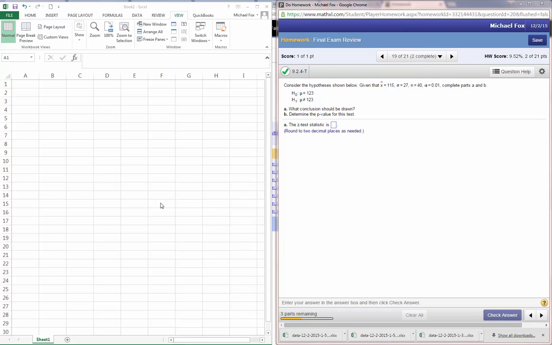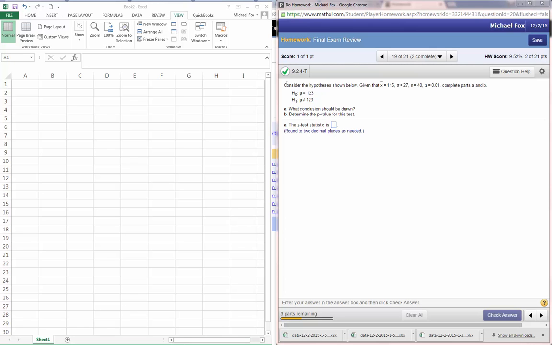It says, consider the hypothesis shown below, given that x bar, that's the sample mean, is 115, the population standard deviation is 27, n equals 40, alpha equals 0.01. Complete parts A and B. It gives us a null hypothesis that the population mean is 123, and the alternative would be that it is not 123.